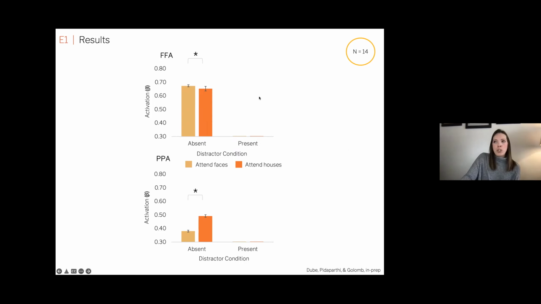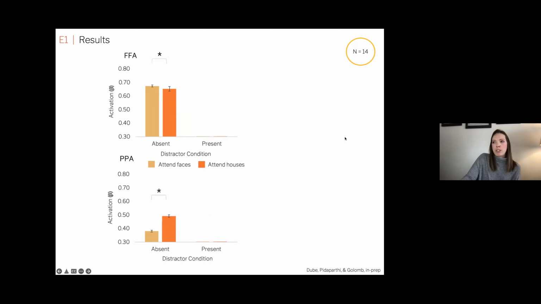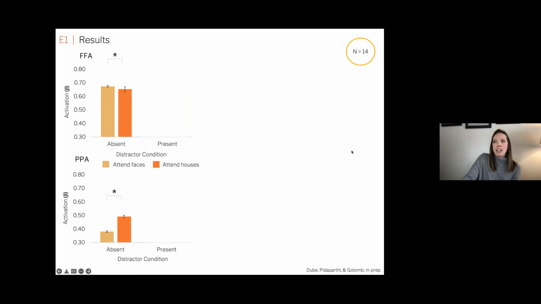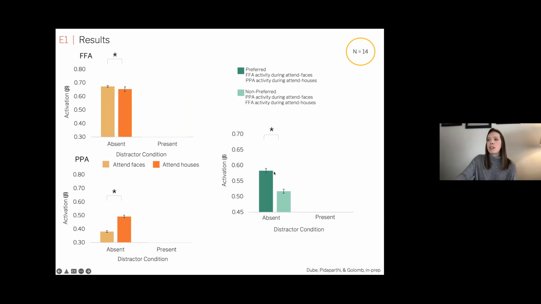So before I show you what happens on those distractor present trials, I'm just going to reorient you slightly to look at this data a little bit differently. So here I've plotted both of the ROIs together, and I'm showing preferred versus non-preferred. And so preferred is both FFA activity during attend faces and PPA activity during attend houses. So it's this sort of yellow bar here combined with this orange bar. And then non-preferred is PPA activity during attend faces and FFA activity during attend houses.